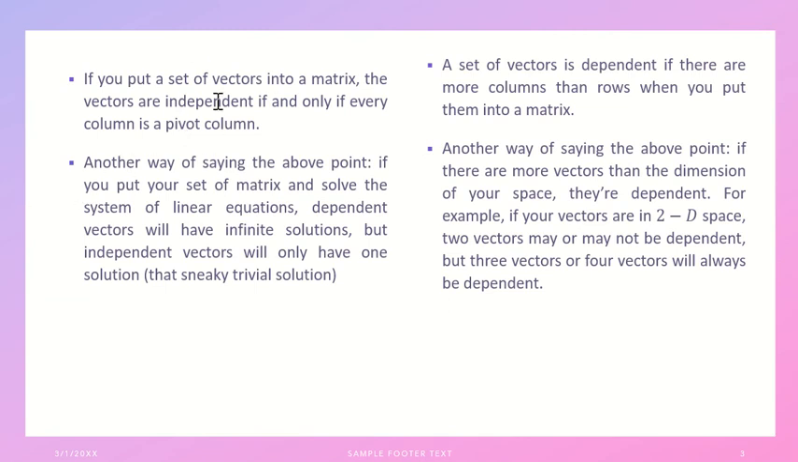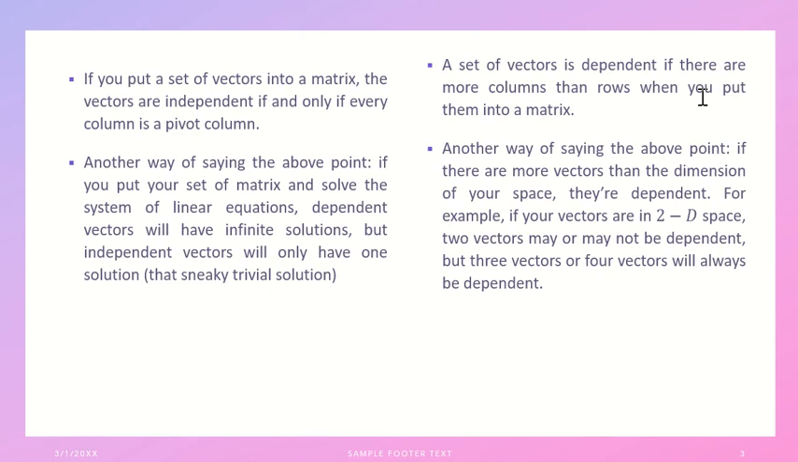Another way to explain this sentence is that if we put our vectors in a matrix and solve these linear equations, a dependent set of vectors will have infinite solutions, but an independent set will only have one solution. It means that if we have independent vectors, we can solve our system, and all values of variables will be finite and single-valued. Another feature is that a set of vectors is dependent if there are more columns than rows when we put these vectors in a matrix.